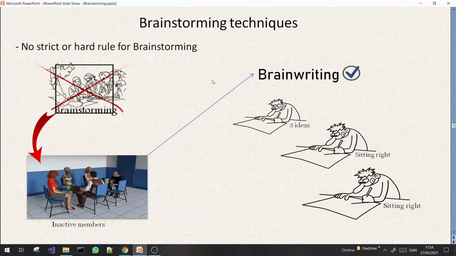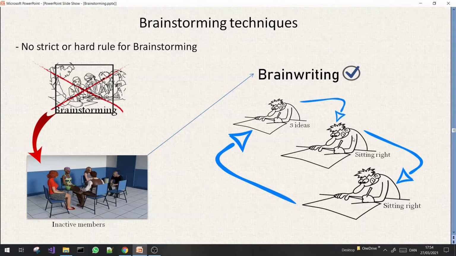This type of problem can be solved through brainwriting, which says each group member should write 3 ideas and then pass them to the next person sitting on the right side. Then he will add a few points and pass again to the next person sitting on the right side, and so on. So actually what is happening? Everyone is putting an equal number of inputs into brainstorming. So the problem is solved because everyone is active now.